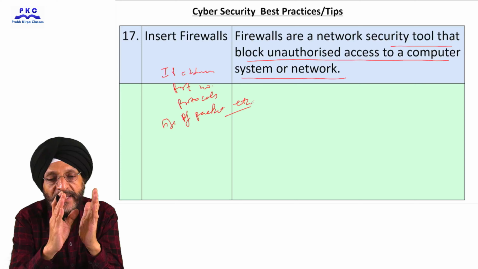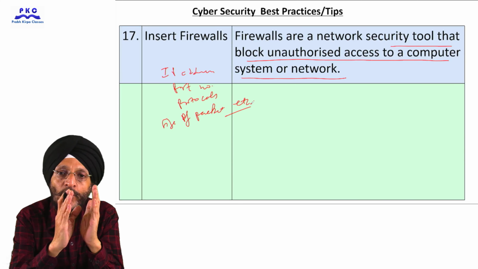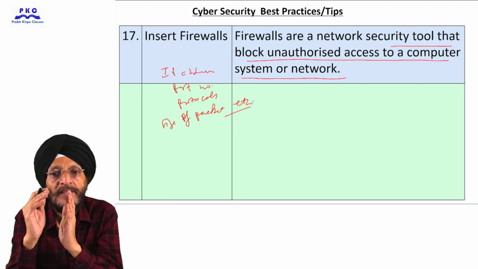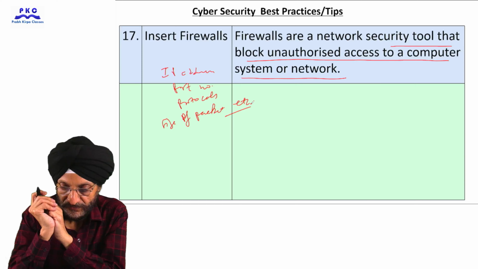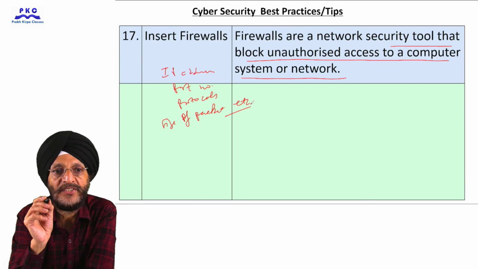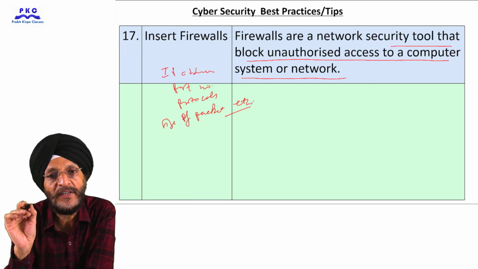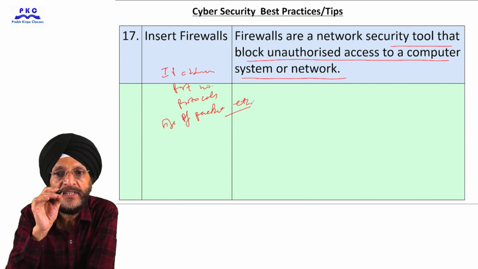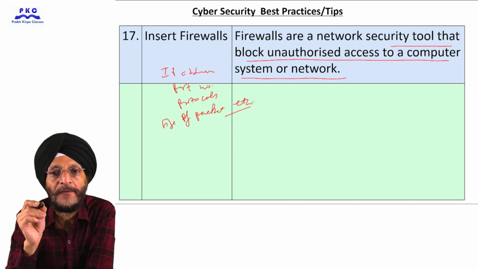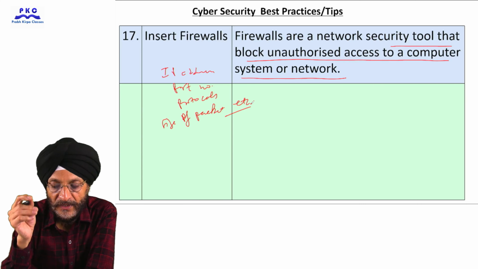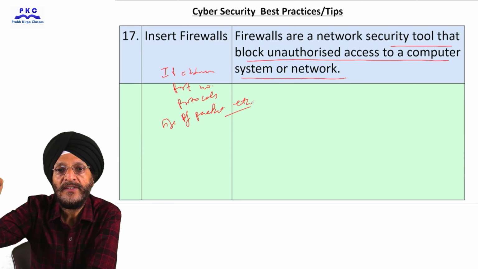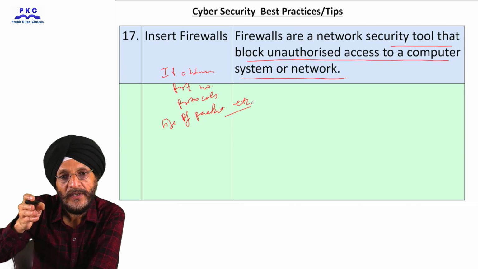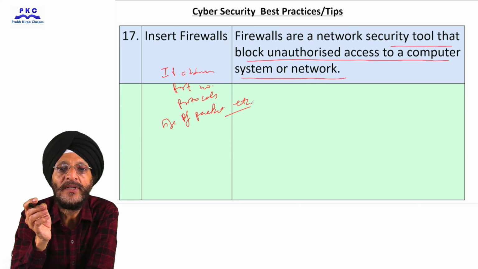A firewall acts as a barrier between your network and the untrustworthy internet. The main function of a firewall is to monitor the network traffic which is going outside your network or is coming inside your network.